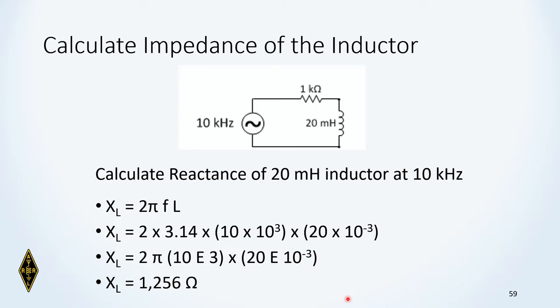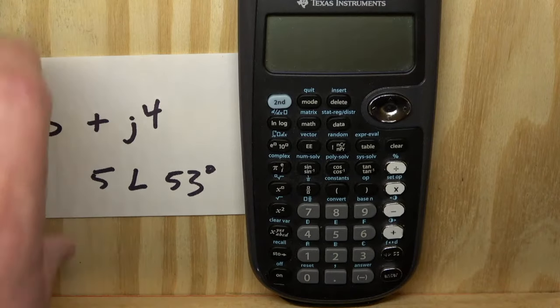So I'll share a couple of slides where we can actually do this. We want to calculate the impedance in the circuit, specifically focusing on the inductor. So calculate the reactance of a 20 millihenry inductor at 10 kilohertz. That's what's being applied to it. The formula is XL equals 2 pi f L, and then here's the math that should get us down to about 1256 ohms. I'll jump over to the calculator cam, and we'll actually do that.